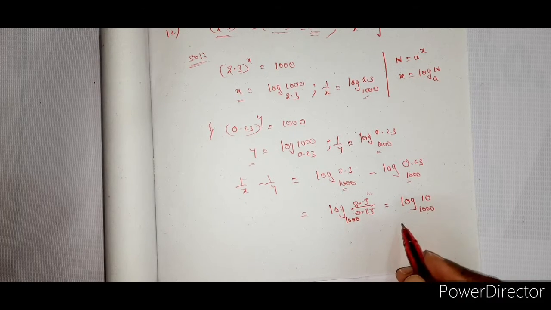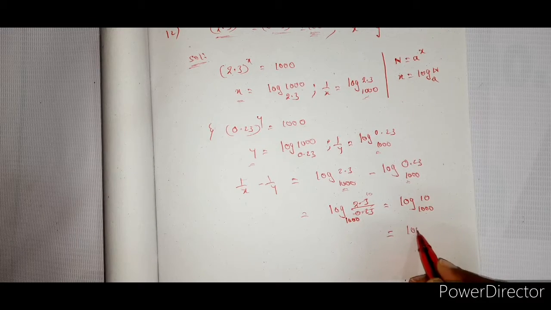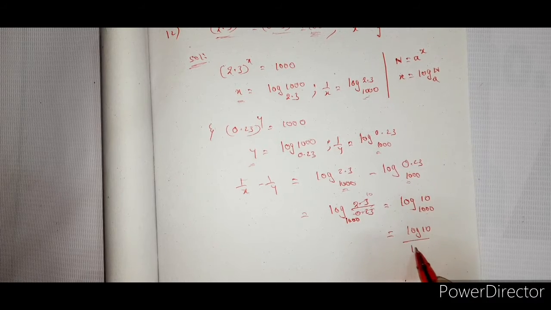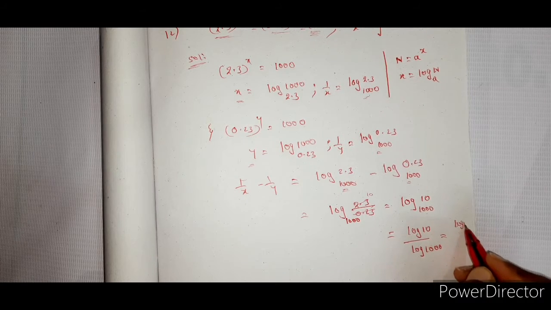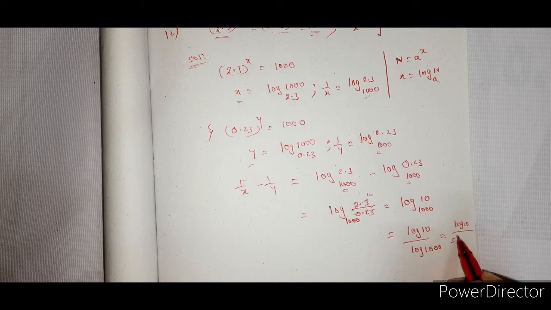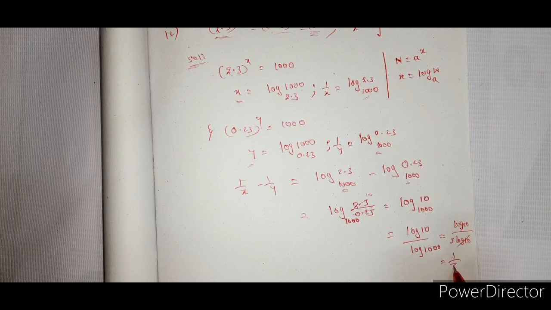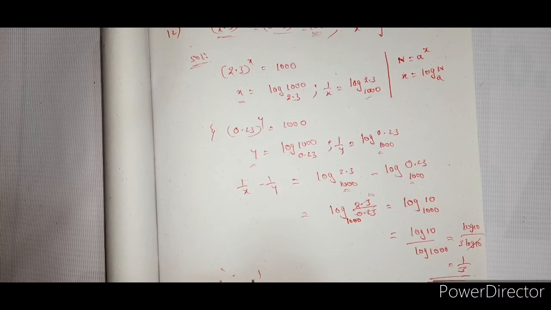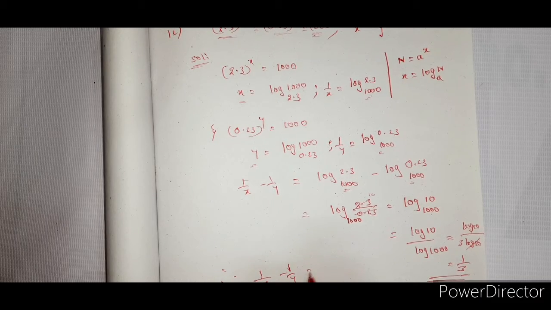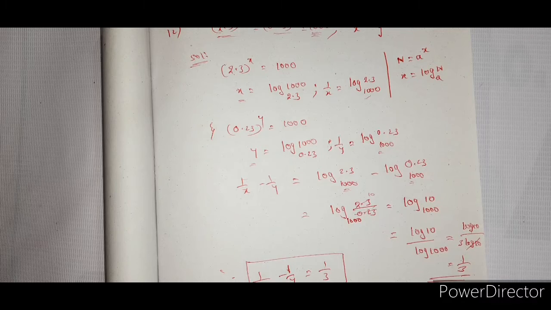So now what is this one? Log a base b is log a by log b. So log 10 by log 1000. 1000 can be written as 10 cube, is it not? So log 10 by log 10 cube means log 10 by 3 log 10. So that is equal to 1 by 3. So how do you write the answer? Therefore 1 by x minus 1 by y is equal to 1 by 3. This is the answer. Please note it down.